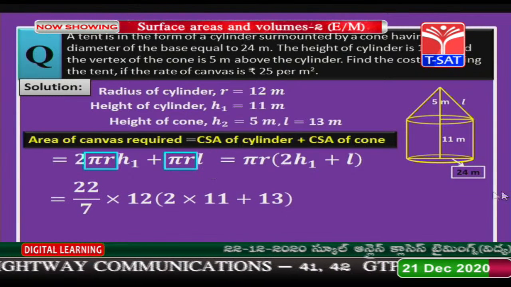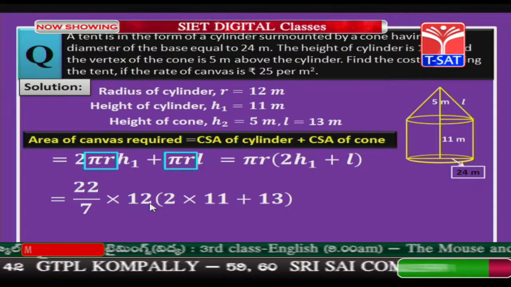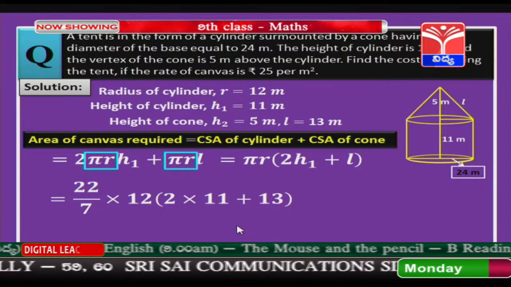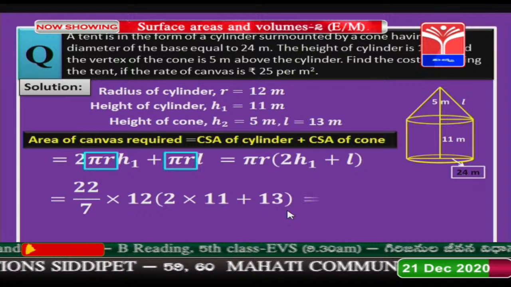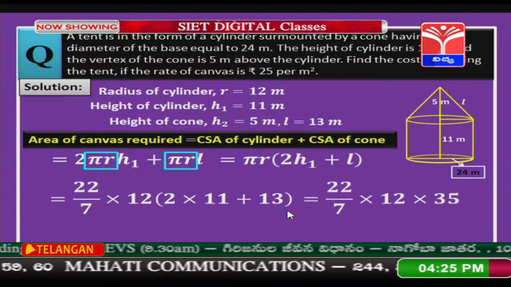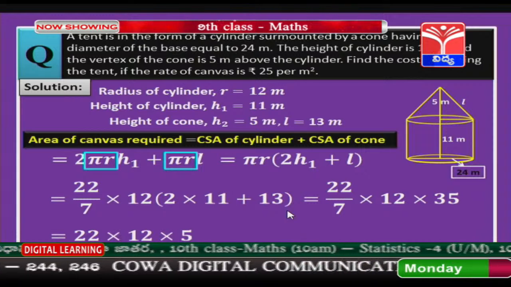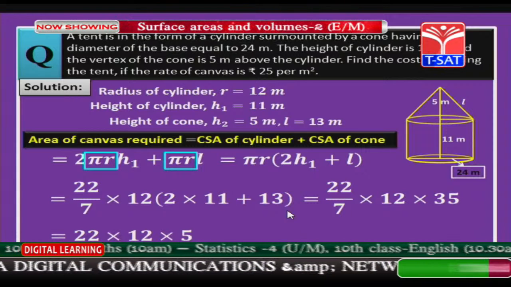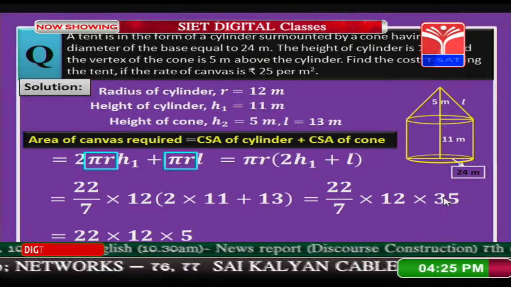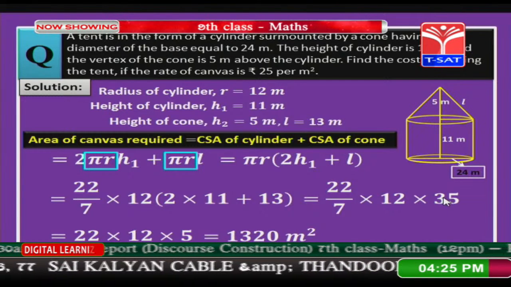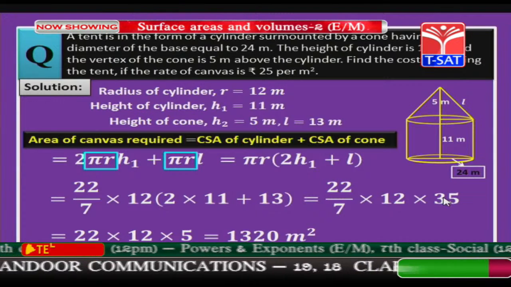Now, we will substitute the values of h1 and l. So, pi is 22 by 7 into r, radius is 12 into 2 into h1, h1 is 11 plus l is 13. On simplifying, you get 22 by 7 into 12 into 35. Now, again on further simplification, you get 22 into 12 into 5, because 7 goes one time in this and again here it goes 5 times. Okay, children. On multiplying, we get 1320 meter square. So, this is the area of canvas required.